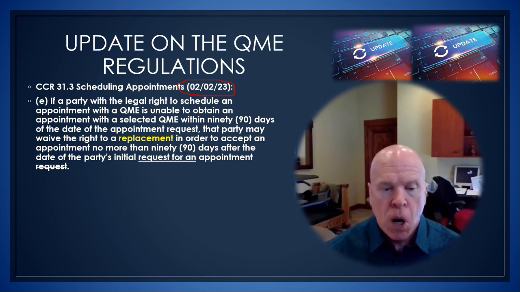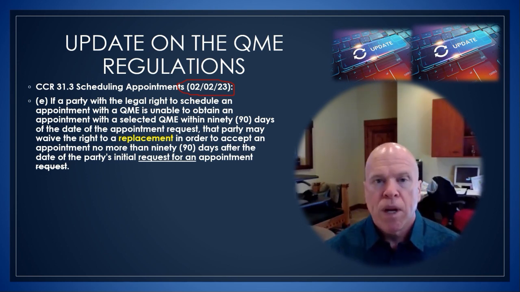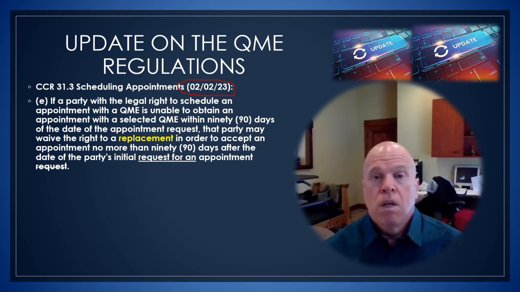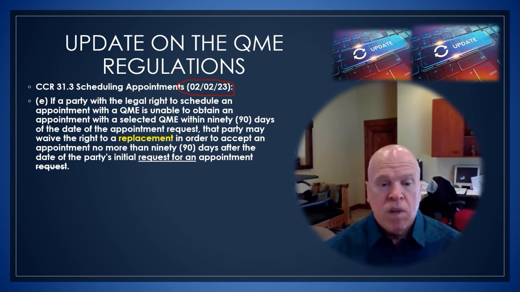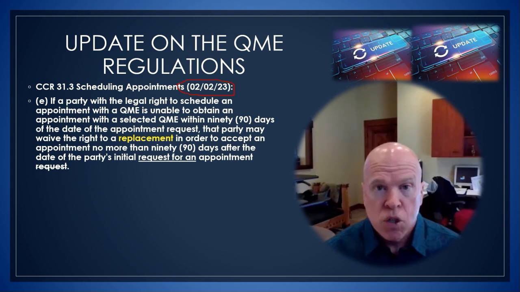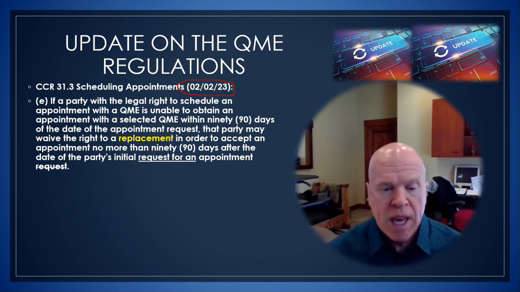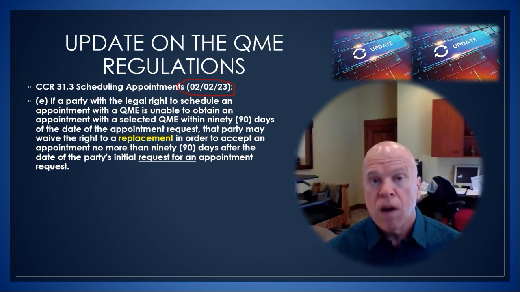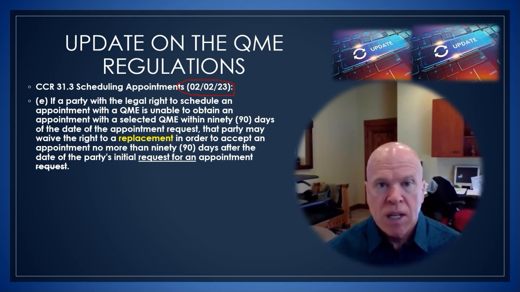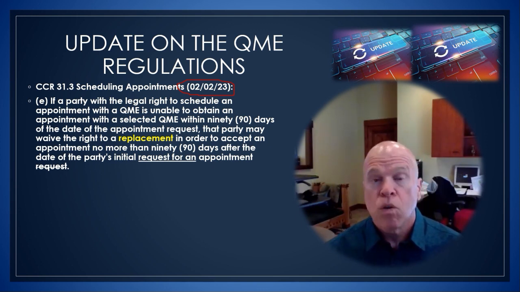It says, if a party with the legal right to schedule an appointment. So let's just stop right there. Which of the parties can have the legal right to schedule the appointment? Well, that can vary. In the case of an unrepresented injured worker, initially at least, it's the unrepresented injured worker that has the legal right to schedule the appointment. Okay, the unrepresented injured worker can lose that right if they violate the timelines for scheduling that appointment, but initially it's the unrepresented injured worker that has that legal right.